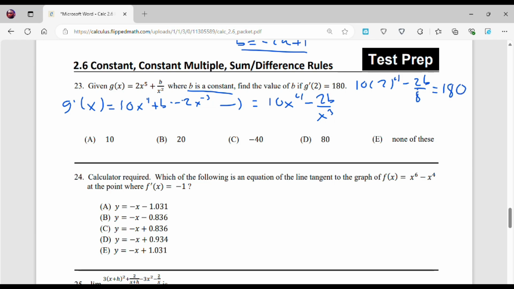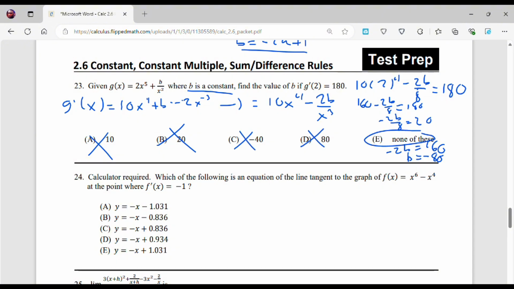Okay. 2 to the fourth, 2, 4, 8, 16. 10 times 16 is 160. Minus 2b over 8 equals 180. Minus 160 on both sides. You get 2b over 8 equals 20. Times 8 on both sides. 2b equals 160. Divide by 2. B equals negative 80. B equals negative 80. That is not in the answer choices. So it's going to be E.